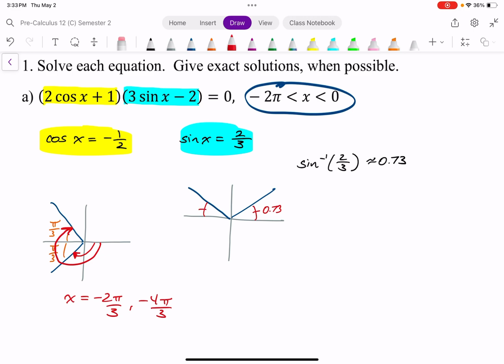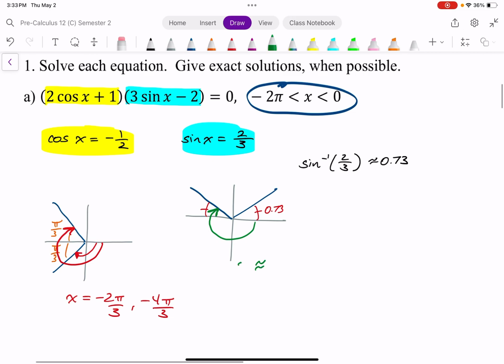And again, I want my two first negative angles. So looking right here, this angle from here to here is my first negative solution for this part. And that would be -pi take away another 0.73. So that's approximately -3.871. That's just me going -pi minus 0.73.